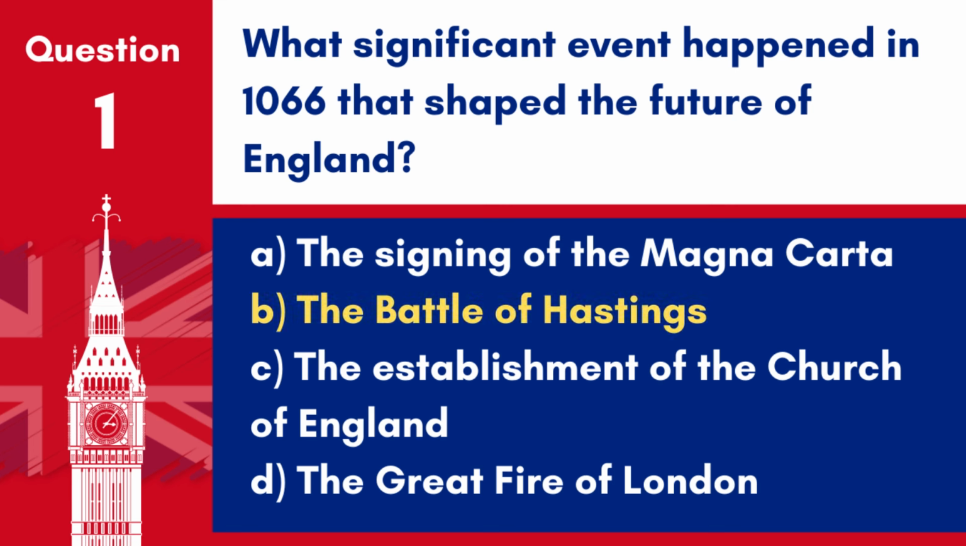Answer. B. The Battle of Hastings. The Battle of Hastings in 1066 was a pivotal event that shaped the future of England, leading to Norman control over the country and significant cultural and administrative changes.